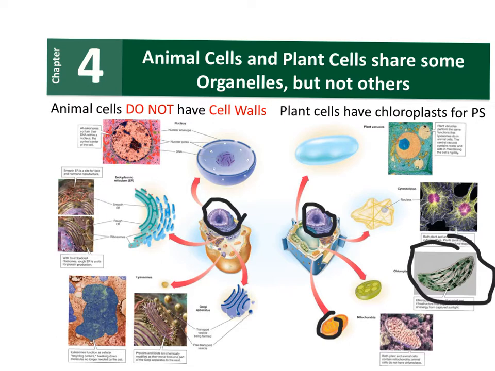And then there's some differences. Animal cells don't have cell walls. Fungal cells and plant cells do. Also, plant cells have chloroplasts, so they're the only ones that can actually make glucose or other high energy compounds, carbohydrates, compared to animals.